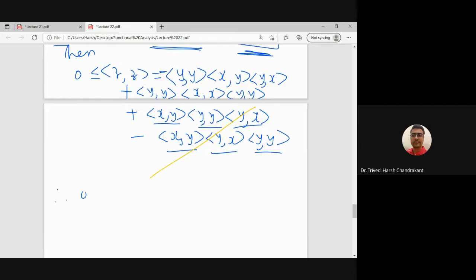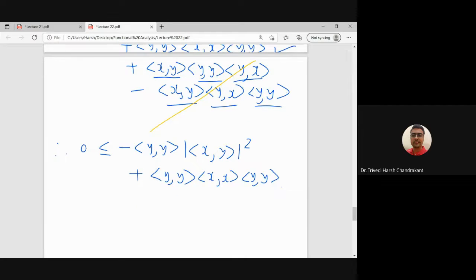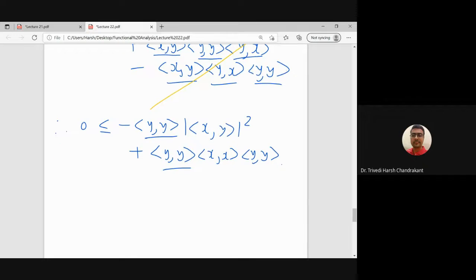So only two terms will remain. That is 0 less than or equal to minus yy and xy, yx we can write as z, z bar. So therefore it is modulus xy square. And the last term, that is plus yy, xx, yy. So this is what we get, and in this term yy is repeating. So that will give us two cases.